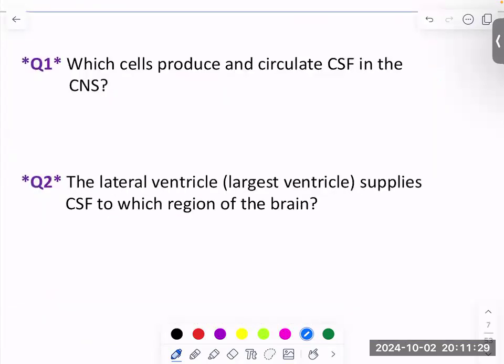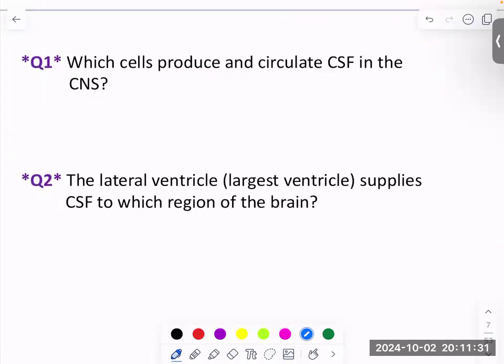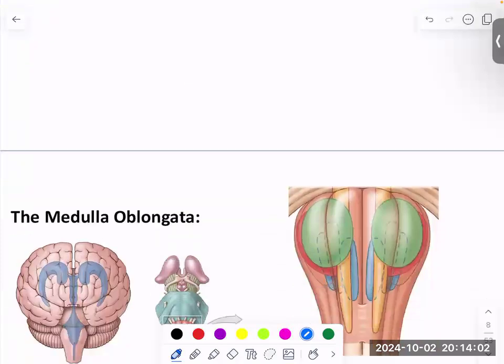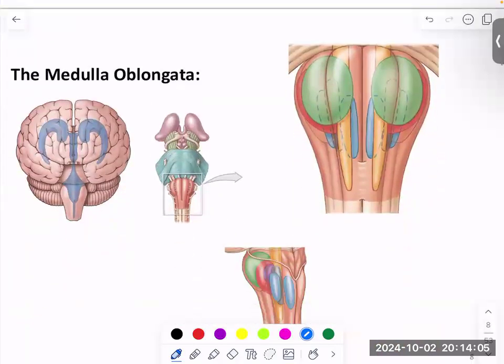How will I ask you questions on the meninges? The CSF. Question 1. Which cells produce and circulate cerebrospinal fluid in the central nervous system? Ependymal. The lateral ventricle supplies cerebrospinal fluid to which region of the brain? So be able to tell me which parts they serve. We're going to talk about the different regions of the brain.